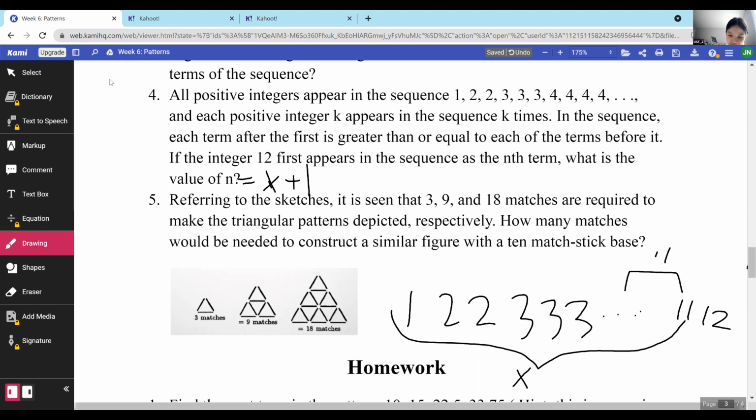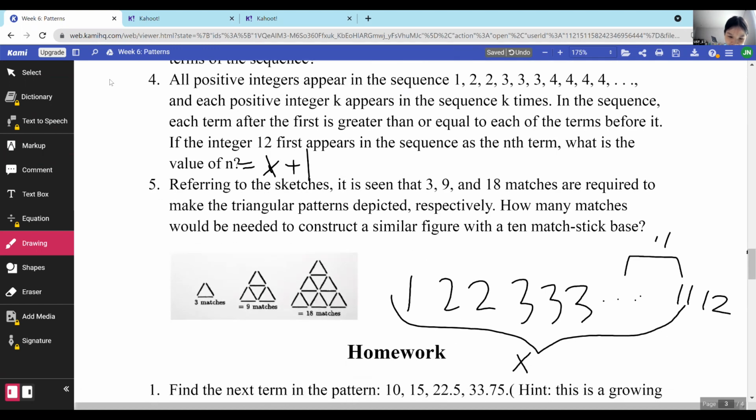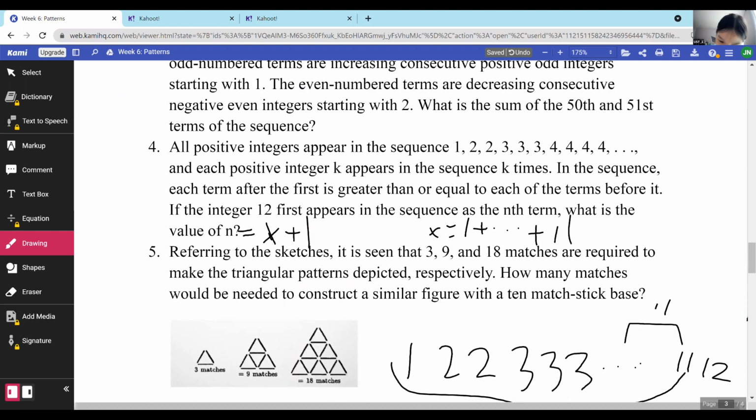And to find the value of x, which is equal to 1 plus all the way to 11, maybe you have noticed how to solve it quicker. Instead of adding them one by one, you could use the arithmetic series formula. Then that's 11 plus 1 times 12 over 2, times 11 over 2, which equals 6 times 11. Therefore, x plus 1 is 67.